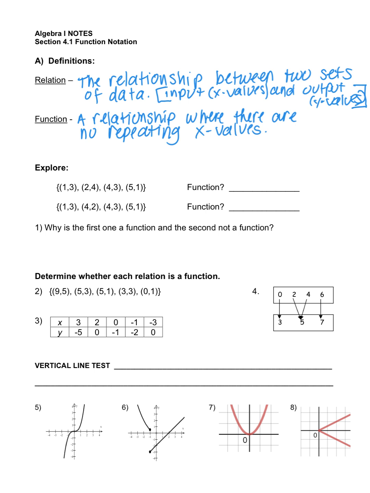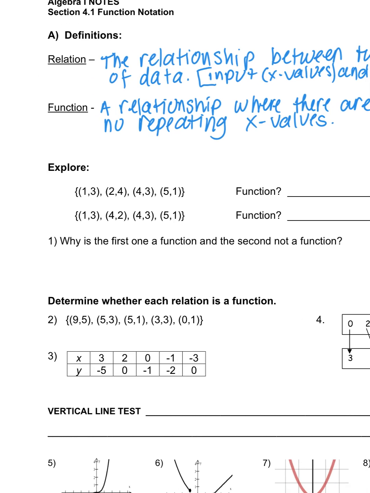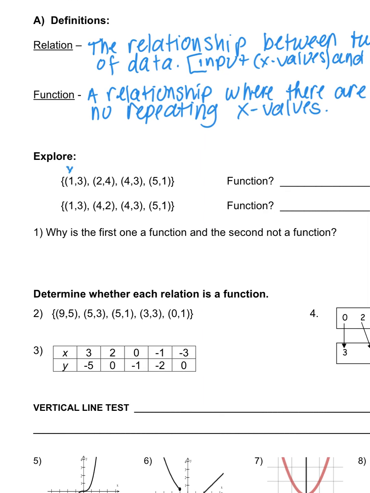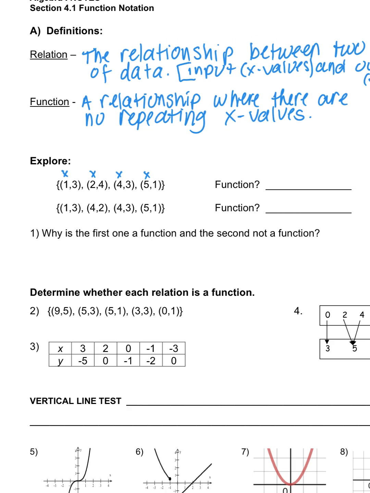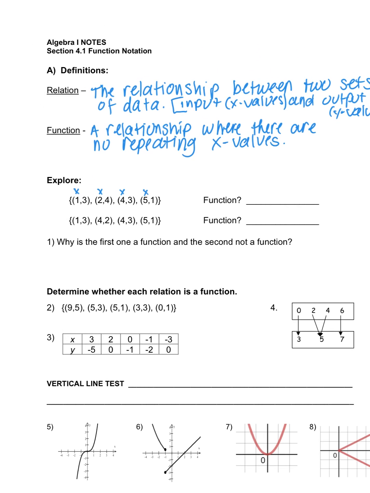It says right here, we have these sets of coordinates, and we have our X and Y's. So let's go ahead and label our X values so that way you could kind of see this. In order to find if this is a function, remember in our definition, it says a relationship where there are no repeating X values. So you can only see that X value one time.